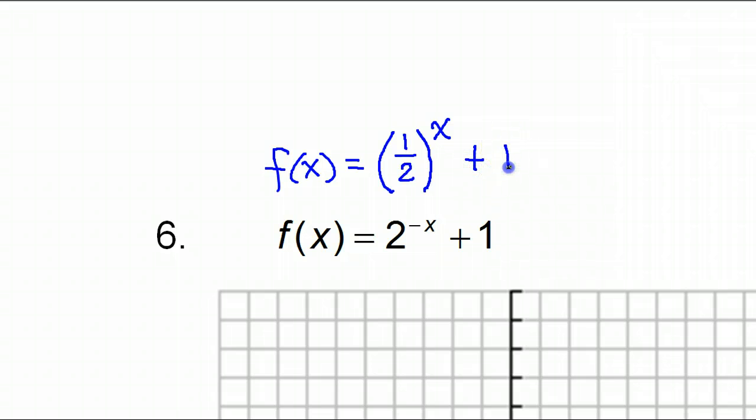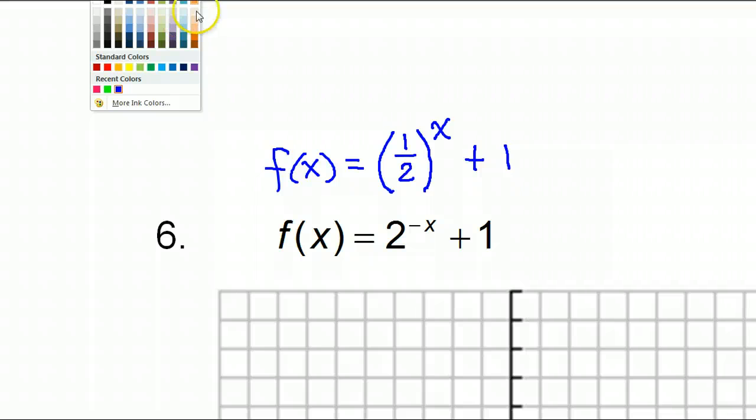Okay, plus 1. So this is the graph that we are really graphing. You can forget about what's written here and just do this. So anytime you see a negative x up here, do this. Reciprocal, make it positive. So there's that.